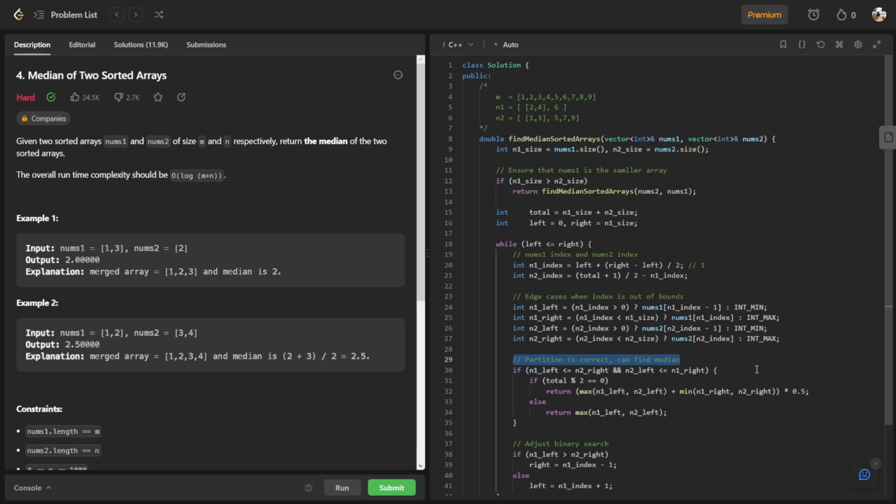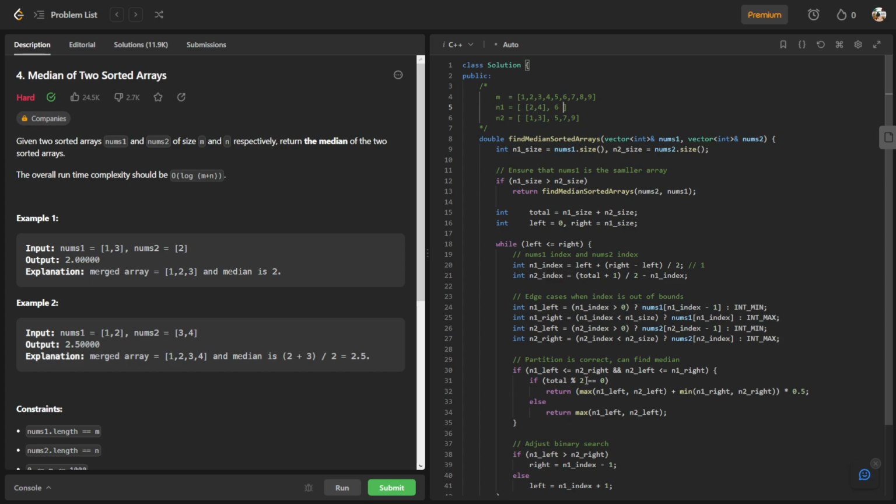The way we check is by comparing n1's left with n2's right, which is this number, right? If this number is smaller than this number, and n2's left, which is this number, is smaller than n1's right, which it is in this case, then we know that the partition is correct. And in this case, it is correct. It just so happens that it's correct.